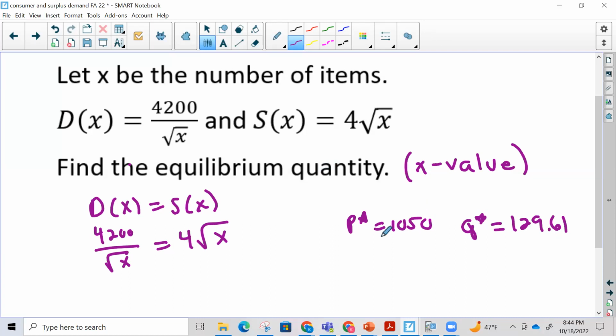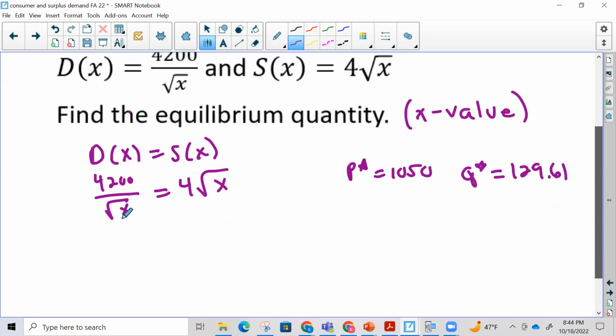The equilibrium quantity, you just give that Q value. That's how you do it graphically. Algebraically, you would set these equal and solve it. So to solve this, because we're dividing by the square root of X, I need to get that out of the denominator first. So I multiply both sides by the square root of X. These reduce to 1, so they cancel. And then I get the square root of X times the square root of X, which is just X.